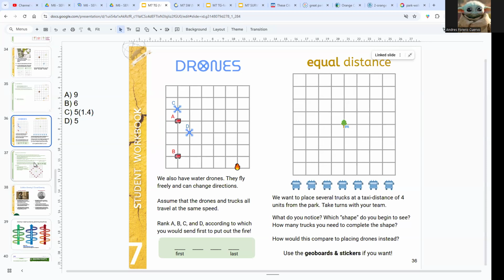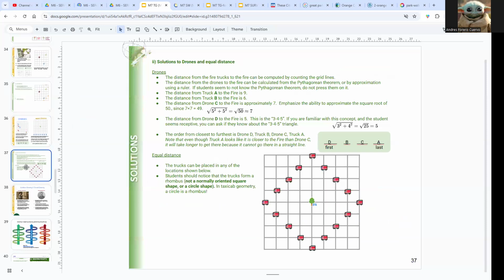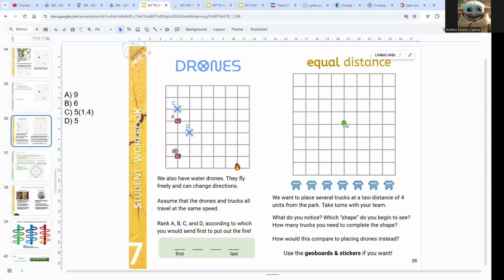The second best will be B, this fire truck here. Third place, the drone C with 7. And the last one is clearly A, because the distance is too far. It's 9 units. Students could think that A beats C, because it's closer in a sense, being below. But the fact that A has to travel following the taxi cab rules makes it actually arrive later.